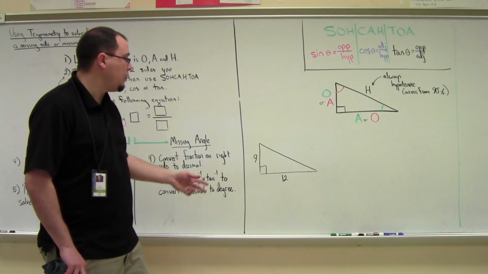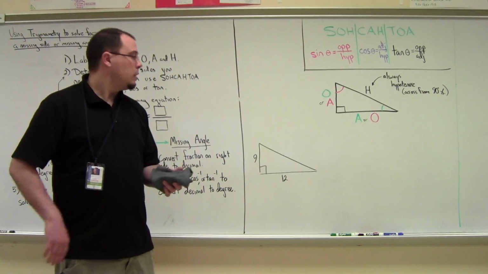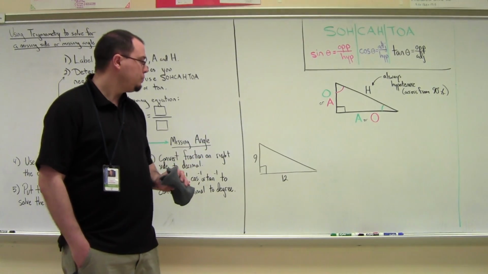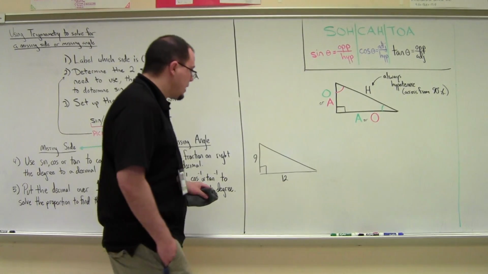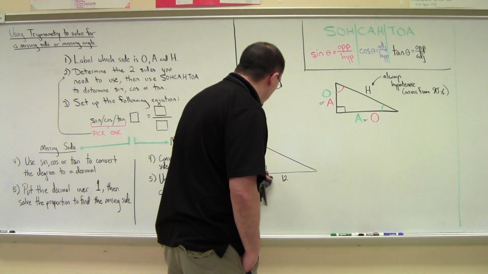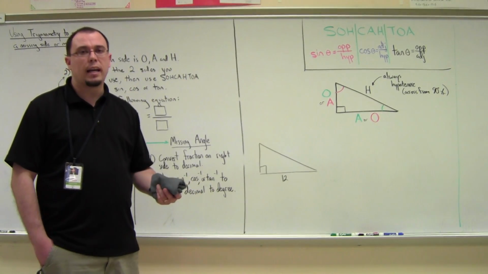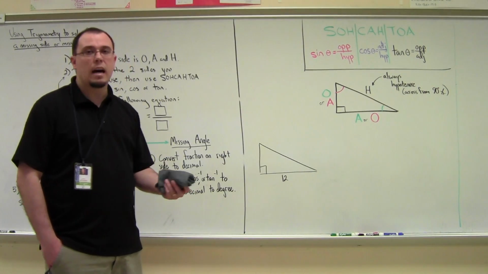But we can still solve it. This is still a right triangle. We could still use the Pythagorean theorem. And by doing so, we'd be able to find out that the third side is 15. Let's say, though, we had even less information. Let's say I only gave you the 12, and I asked you to find any missing values in this triangle, any missing sides.